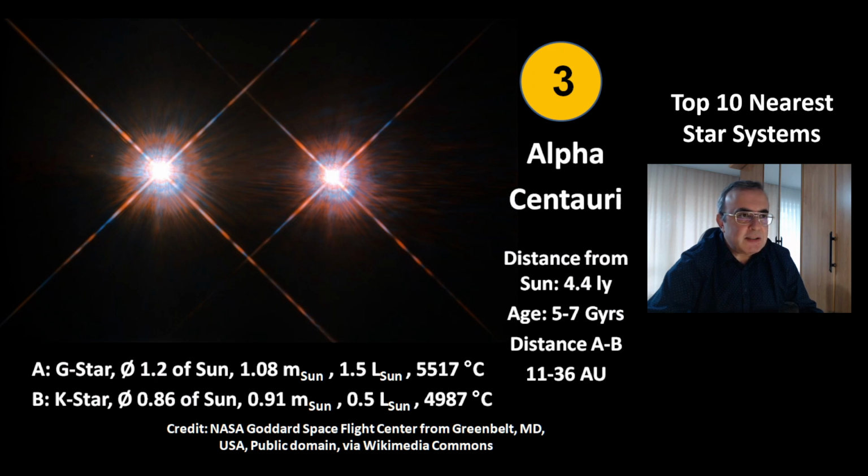This is number 3. It's the pair Alpha Centauri. They're about 4.4 light years away from the Sun. They're much older than the Sun, and they orbit each other at a distance from 11 to 36 AU. For comparison, 11 AU is about the distance from Sun to Saturn. And the Alpha Centauri A star is a heavier G star. It has 8% higher mass and 1.5 times the Sun's luminosity. And its surface is 5,500 degrees Celsius. The second star B is a K star. It is smaller than the Sun, has only half the Sun's luminosity, and is a bit cooler.